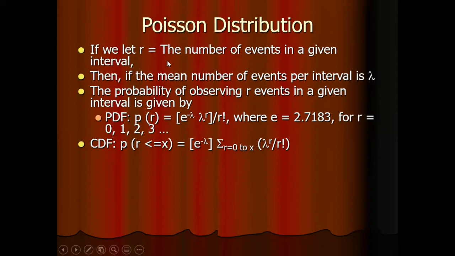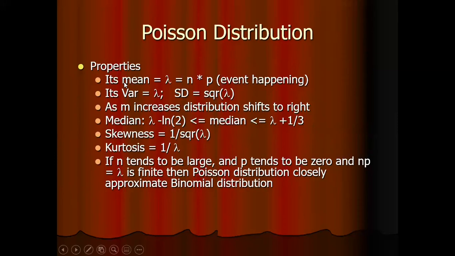So, what is the probability density function and cumulative density function of Poisson distribution? They are given as these, where r is the number of events in a given interval, and the parameter lambda is the rate. So, the properties are its mean is equal to lambda, which is also equal to n multiplied by p. p is probability of success in a single trial, and variance is equal to lambda, and square root of variance is standard deviation. When lambda increases, distribution shifts to right.